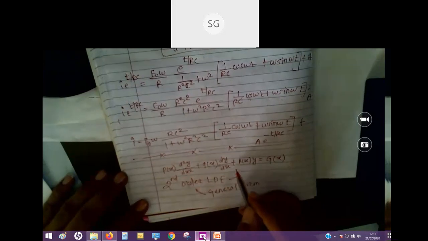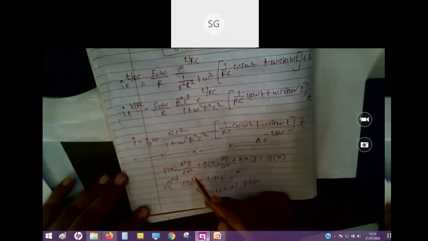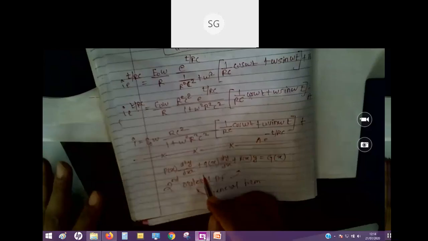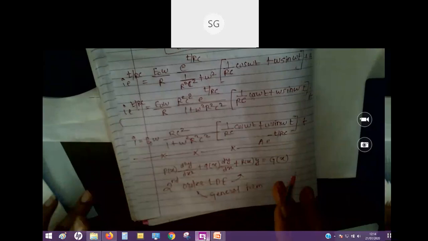So I think you have understood the general form. Now, why am I focusing on this general form? Because in analyzing RLC circuits, electrically coupled circuits, and mass spring systems, you will come across such equations. Not exactly in this form, but a form which is similar to it.